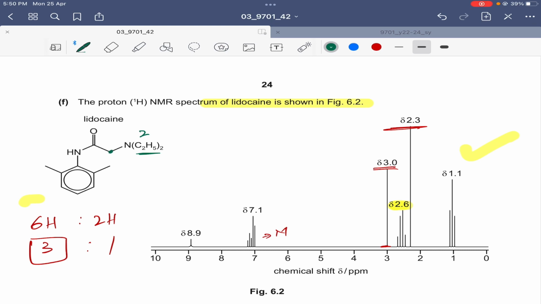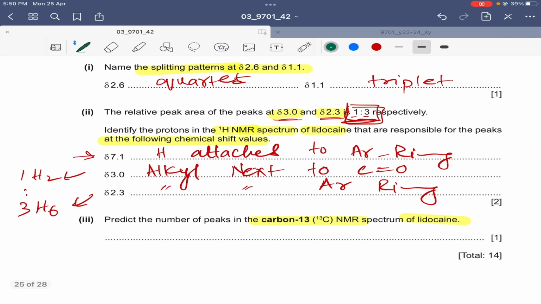Then 3, 4, 5, 6. These 2 would give the same peak. These 2 would give the same peak. So 6. These 2 are the same. 7. And these 2 are the same. 8 and 9. So in total we have 9 peaks on a C13 NMR.